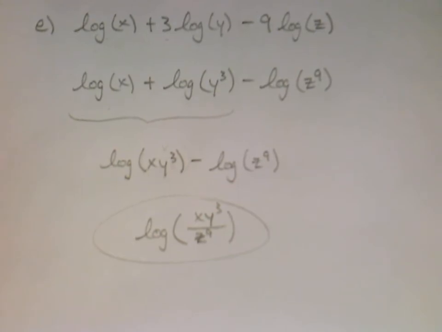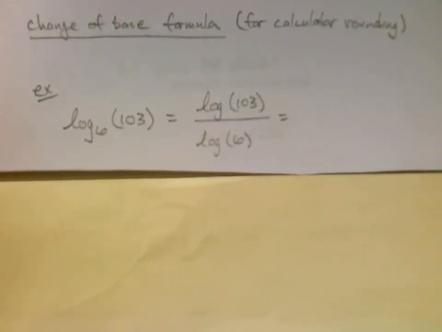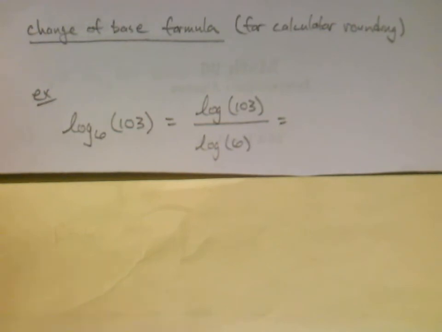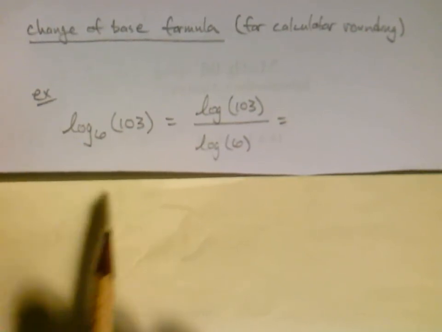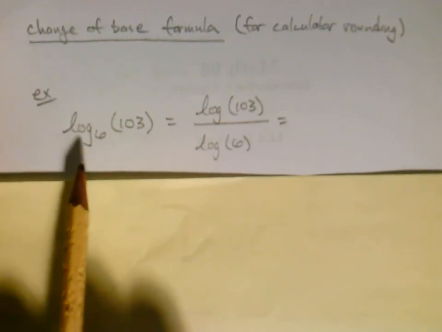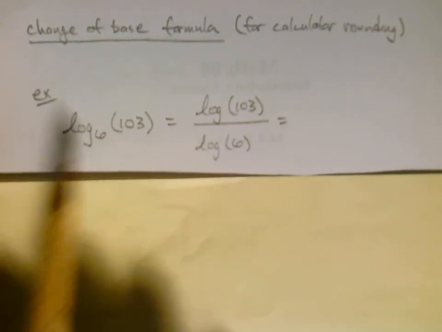Okay, so it turns out there is one last idea in this section. You could say this is another property of logs, although it's a different sort of property than what we were just doing. This is called the change of base formula. The change of base formula is a really convenient way to use our calculators, really, in the end, for things like the log of 103 with base 6.